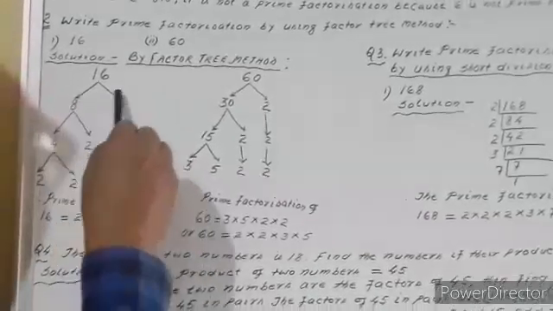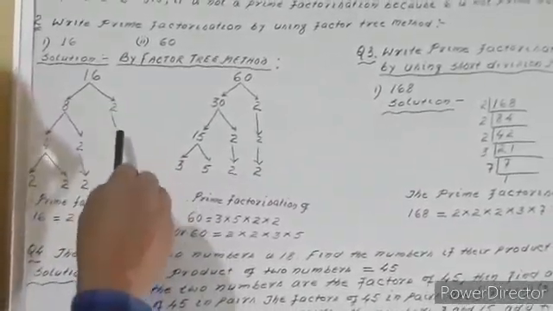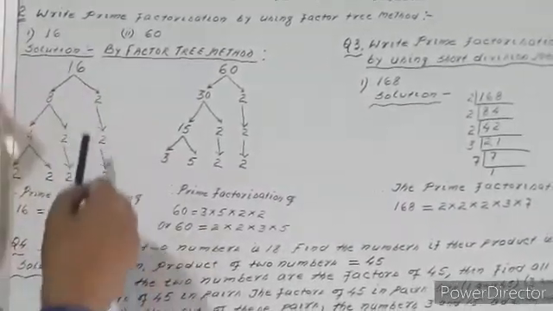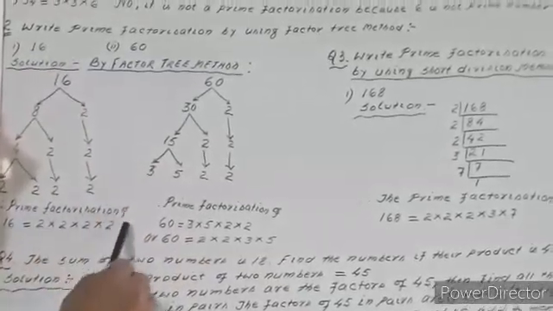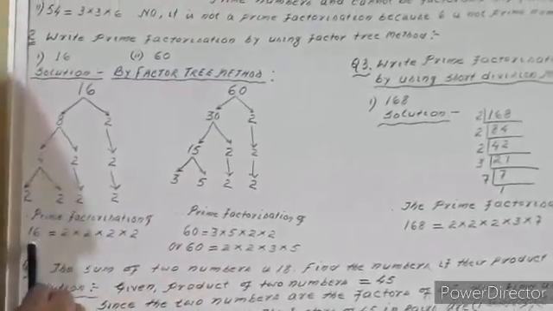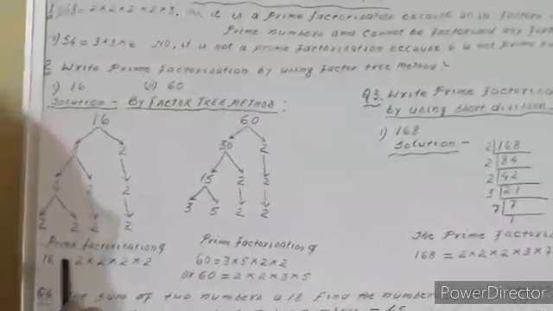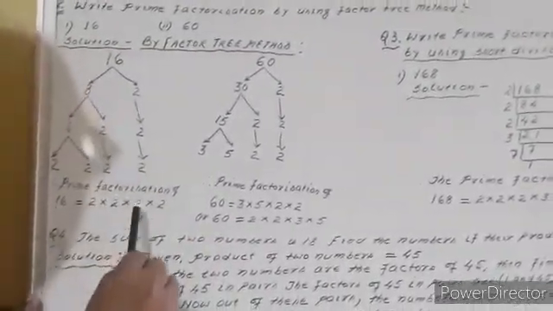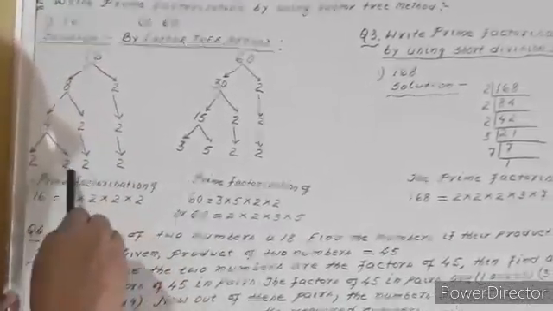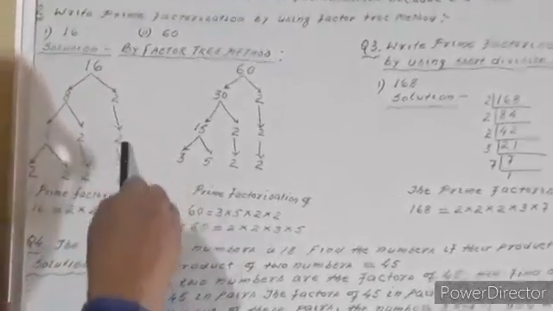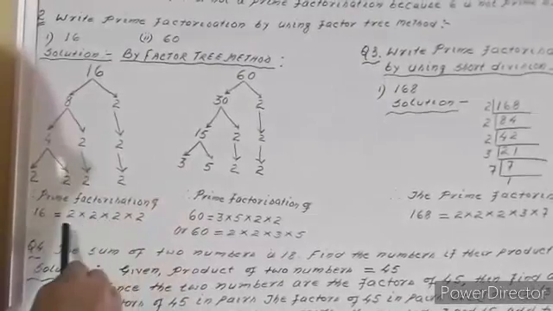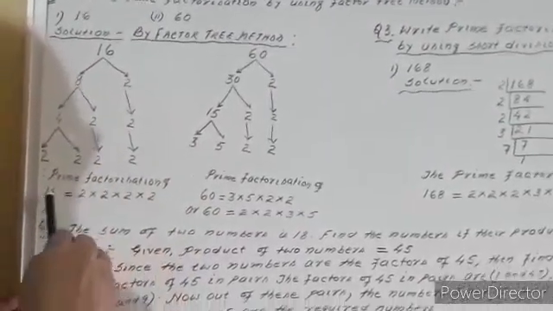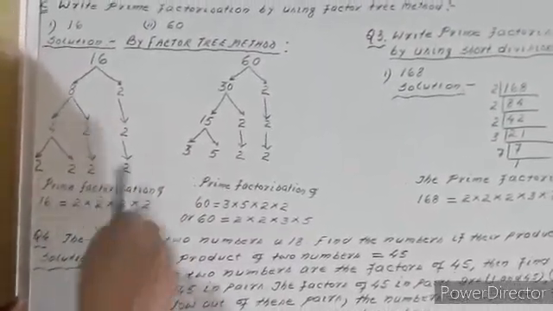Whatever you have determined in the previous steps, all those numbers are taken together. So the prime factorization of 16 is 2 into 2 into 2 into 2. All those 2's which we have taken earlier are brought down, and these are the prime factors by the tree method.